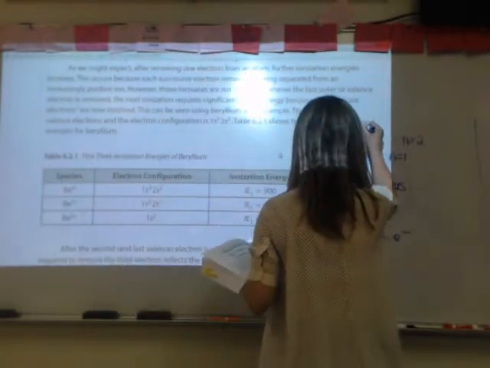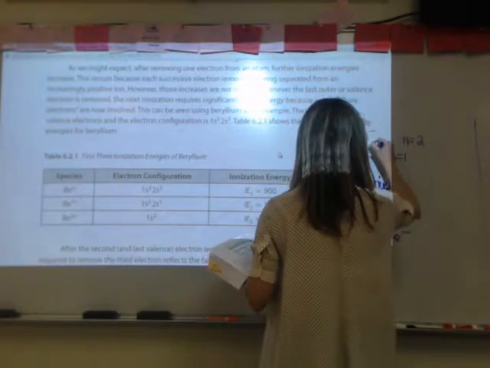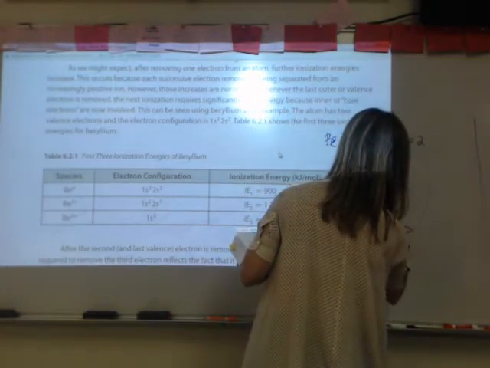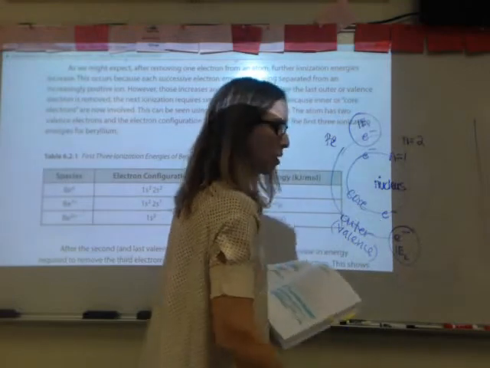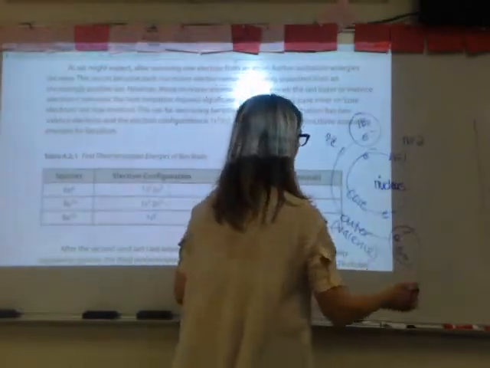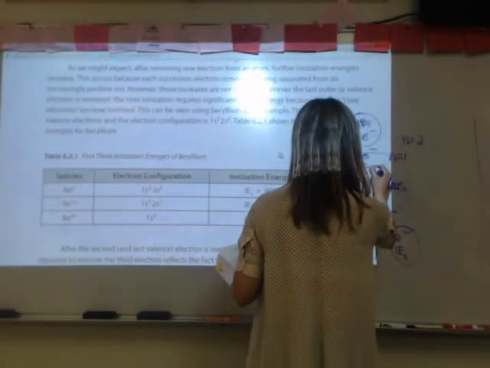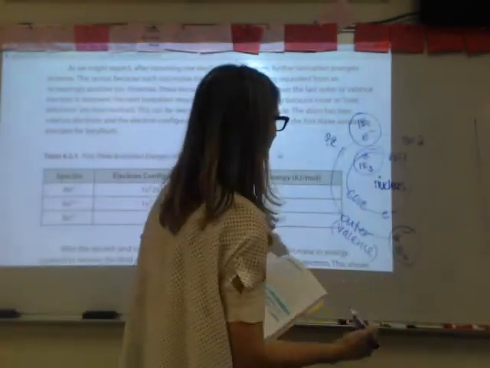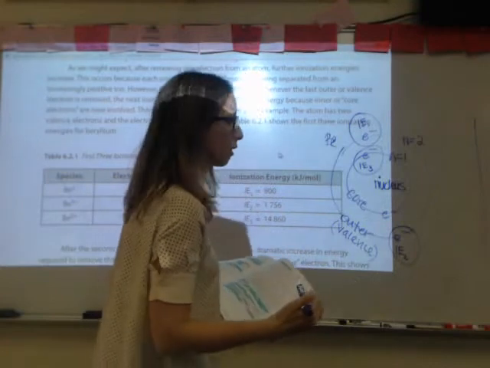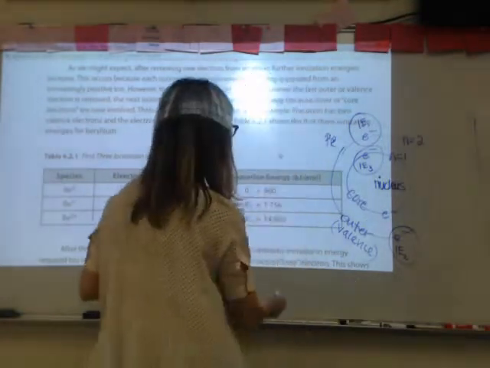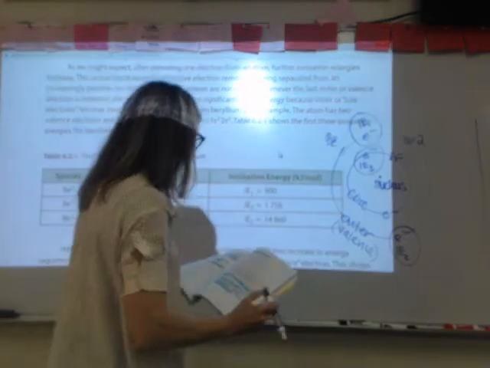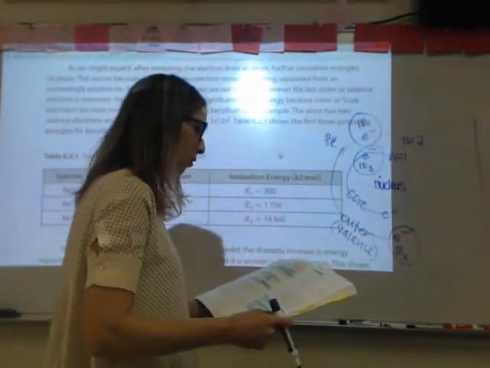So if I remove 1 electron, this would be the first ionization energy. If I remove this electron, this would be the second ionization energy. But the moment that I attempt to remove a third, now I've gone into the core, which is closer to the nucleus, and removing that electron is going to be even harder than removing the first 2 because it's going to require a lot more energy due to its proximity to the nucleus.